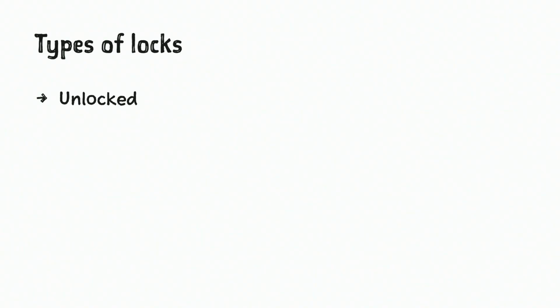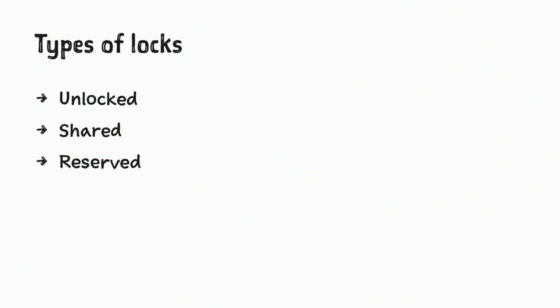The first one is unlocked, which means no one's doing anything, everyone's just relaxing, no one's reading from the database, no one's writing to it. The second type of lock is a shared lock, and this is a read-only lock. So any number of threads can hold the shared locks at the same time. You can read many instances from the same file. But no other thread or process, for that matter, can write to that database while there is a shared lock, or one or more, active on the database.